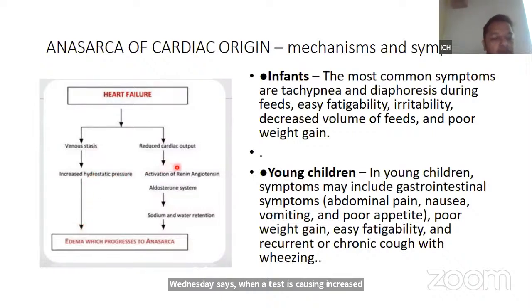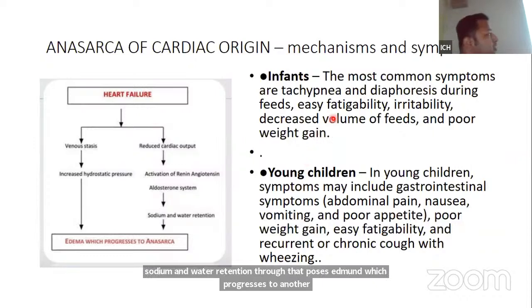And reduced cardiac output is causing activation of the RAS pathway, which is causing increased ADH production and aldosterone secretion, which is causing sodium and water retention. So that causes edema, which progresses to anasarca. What will we look for in the symptoms in the child?